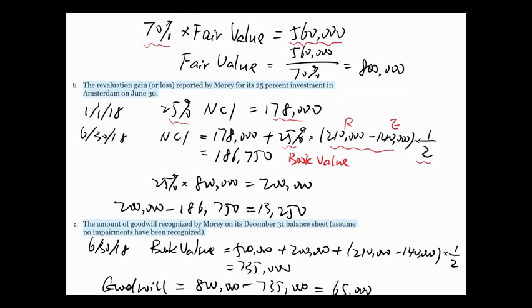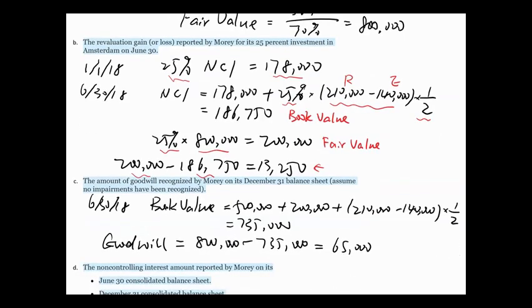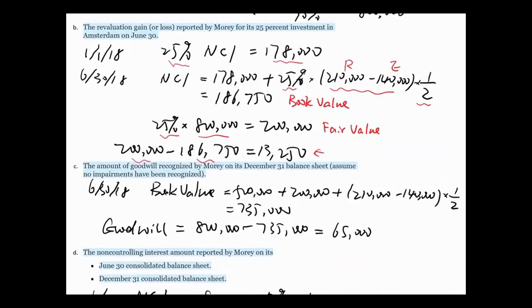And next, what is the market value of that interest? So market value should be 25% of the total fair value of Amsterdam. It equals 200,000. So this is the fair value. And then we use fair value minus the book value, and we get the revaluation gain. Which means that it is more than its book value. Okay, so that's a gain.